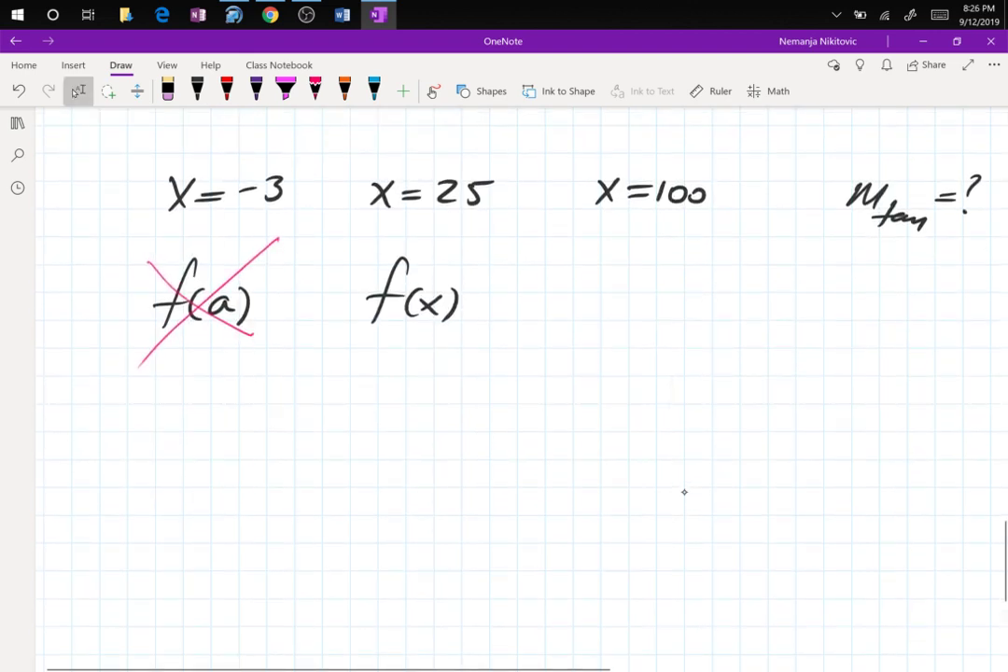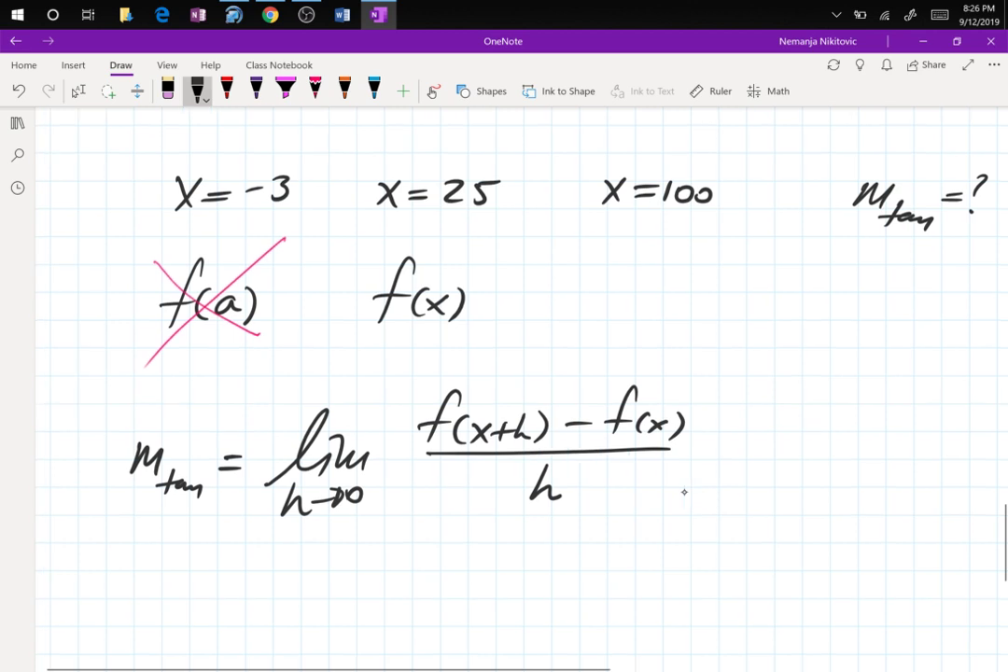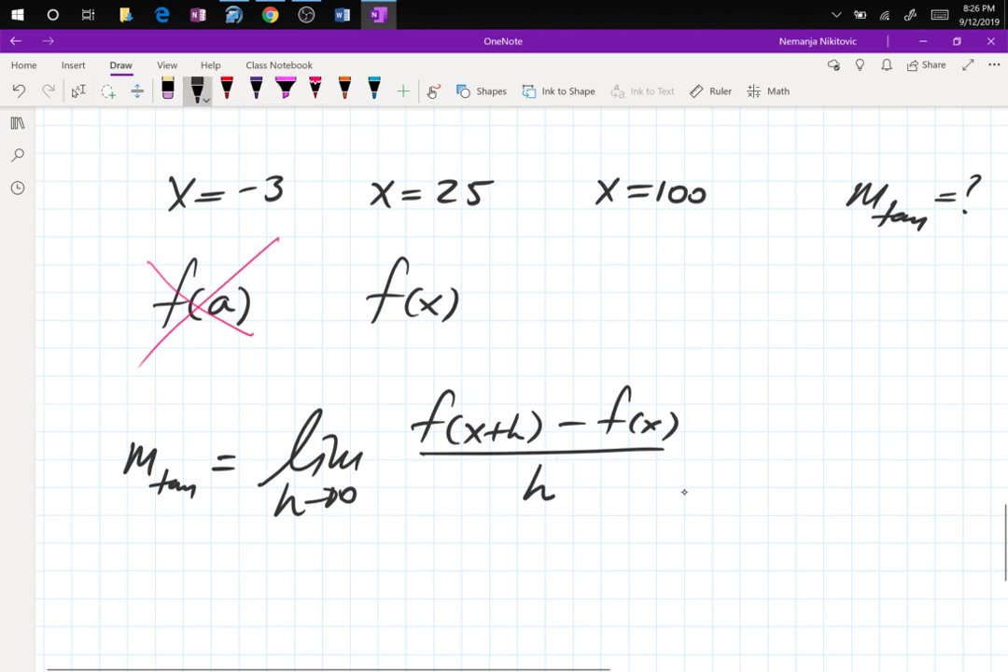So what you are doing now is you're hacking this formula. Limit h goes to 0 of f of x plus h minus f of x divided by h. And this is now your new formula for m tangent. And then later you get to figure out which numbers you're going to plug in.